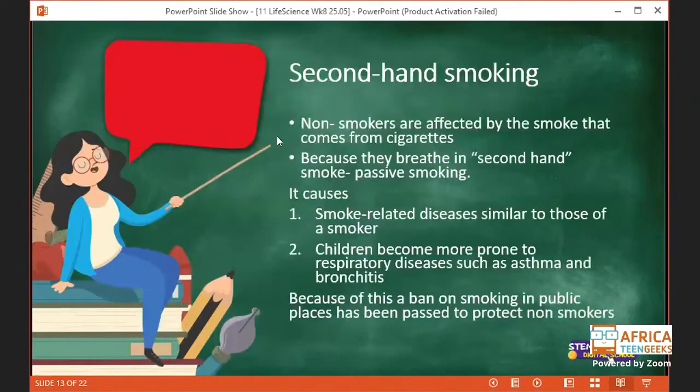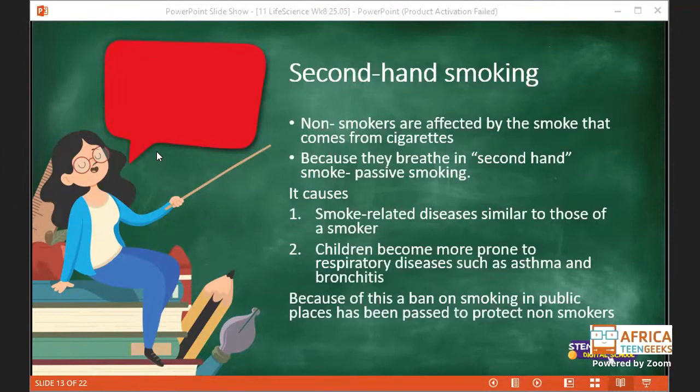Right, now let us look at secondhand smoking. So guys, non-smokers are affected by the smoke that comes from cigarettes because they breathe in the secondhand smoke, and it causes passive smoking, all right? So passive smoking is basically breathing in tobacco smoke from people's cigarettes, okay? And it causes smoke-related diseases similar to those of a smoker.